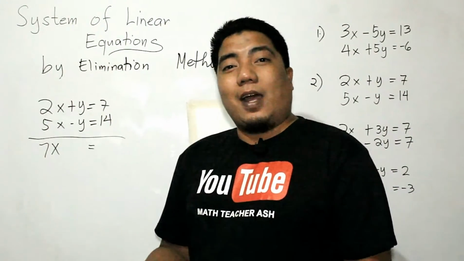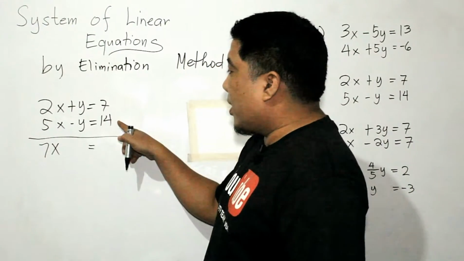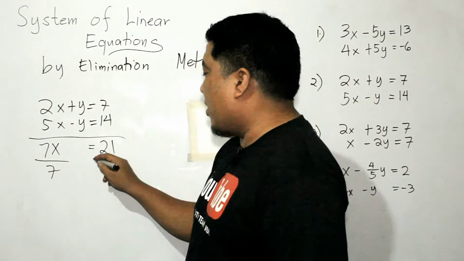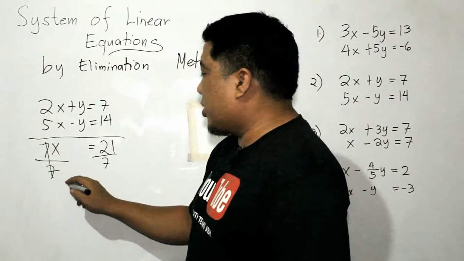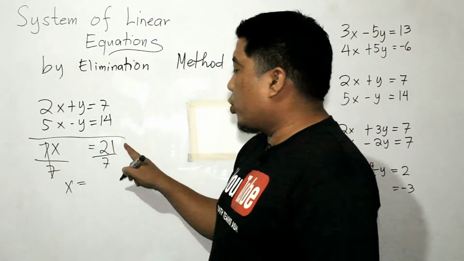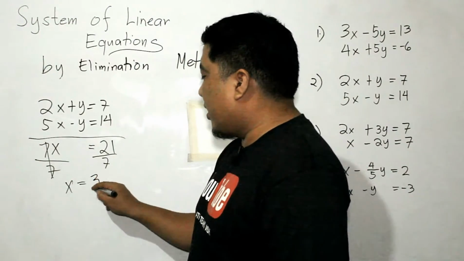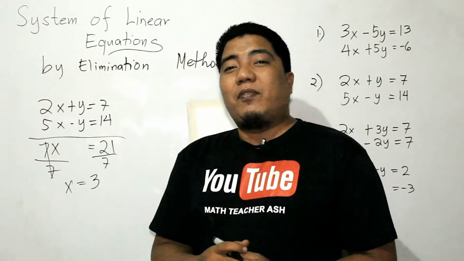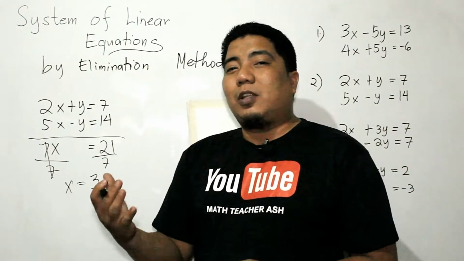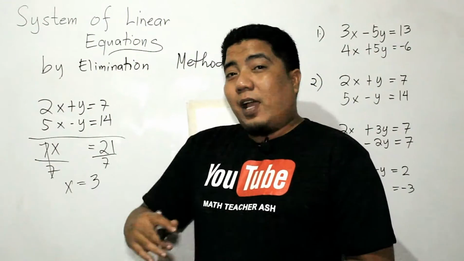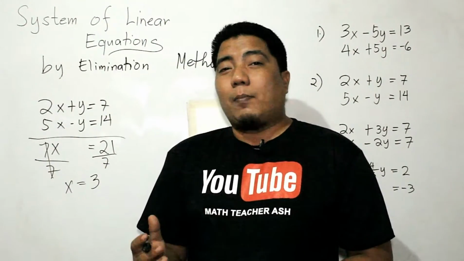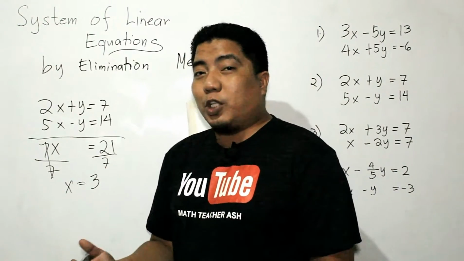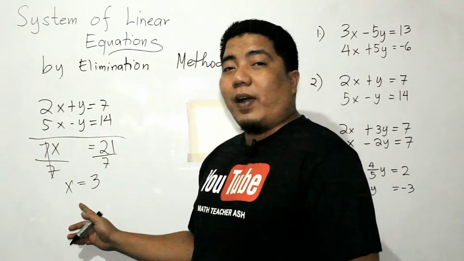Now we can just add our constant terms. 7 plus 14, that is 21. So we divide both sides by 7 in order for us to solve for the value of x. 21 divided by 7, that is positive 3. Now, if you have the value of one variable, then you can substitute it to either of your equations. Earlier in our first example, we used the first equation. Now, let us try to use our second equation in substituting our value of x.